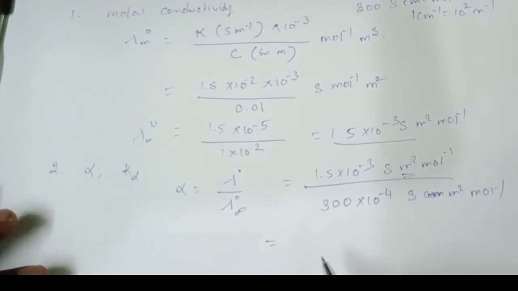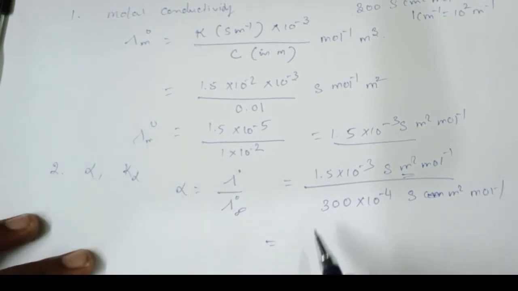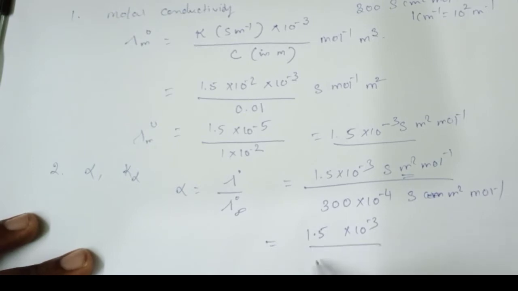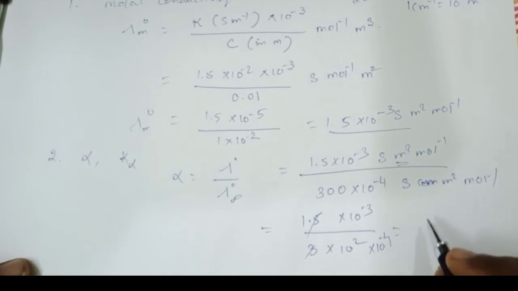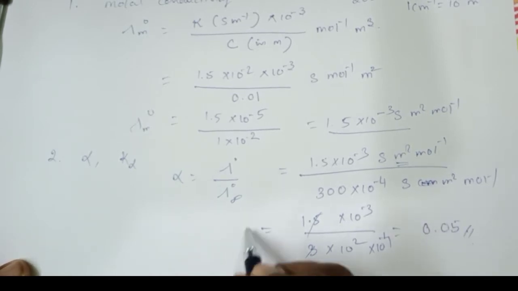Further, when you simplify this you can write 1.5 into 10 power minus 3 divided by 3 into 10 to the power of 2, which is 1 by 2. So 1.5 into 10 power minus 3 divided by 3 into 10 square and 10 to the power of minus 4. When you simplify further you get the final value of 0.05. So this is the value of alpha.